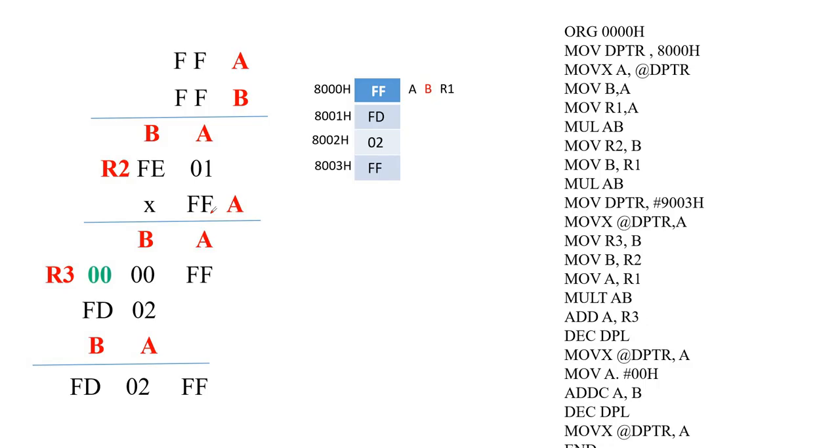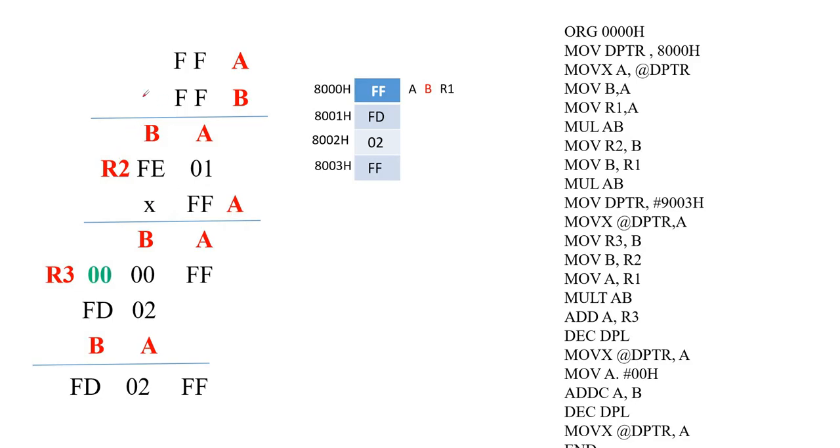Okay, which is temporarily stored in R1, to B register. Now, but here you can see B register is having FE. Okay, if we want to perform this multiplication, what we have to do, one operand should be in the accumulator, another operand should be in the register B.